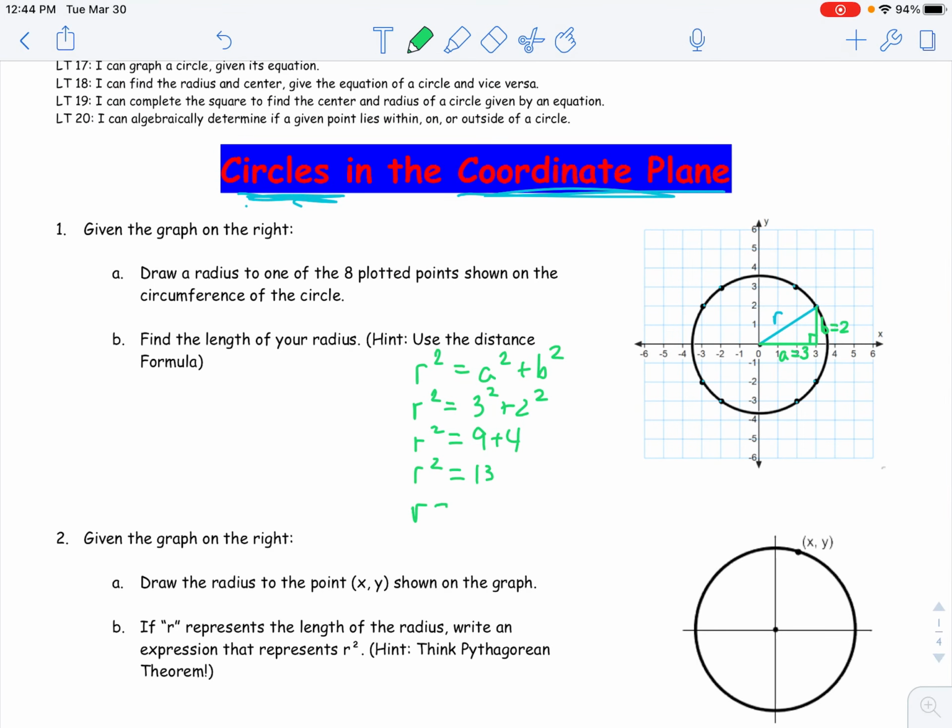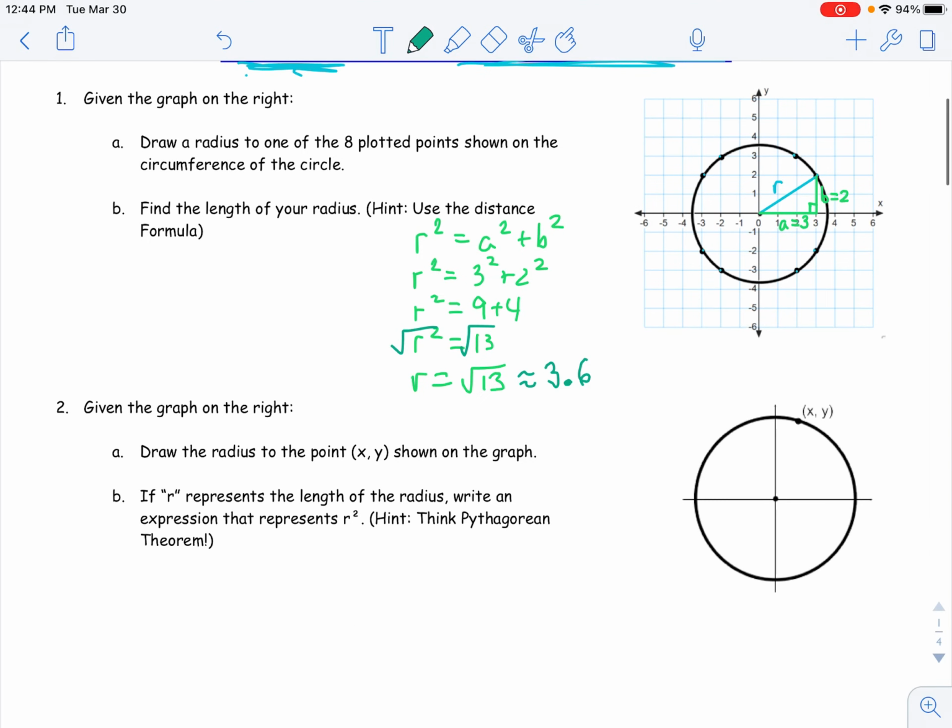So R equals the square root of 13. Remember, R squared equals 13. So R equals the square root of 13, which is about 3.6. All right, so that's just phase one of talking about circles in a coordinate plane: how do we compute the radius of a circle. So we got a good old number, radical 13, which is very close to 3.6.